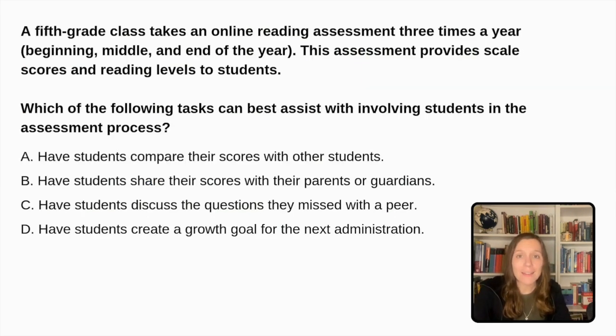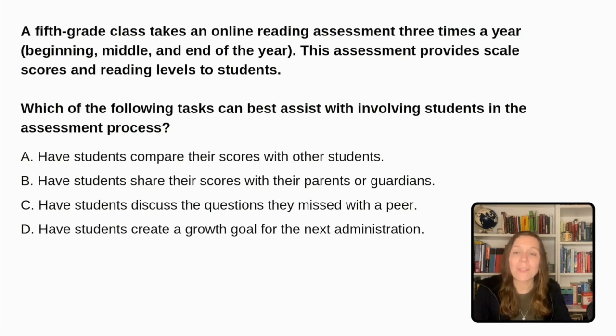A 5th grade class takes an online reading assessment 3 times a year, beginning, middle, and end of the year. This assessment provides scale scores and reading levels to students. Which of the following tasks can best assist with involving students in the assessment process? A. Have students compare their scores with other students. B. Have students share their scores with their parents or guardians. C. Have students discuss the questions that they missed with a peer. Or D. Have students create a growth goal for the next administration.